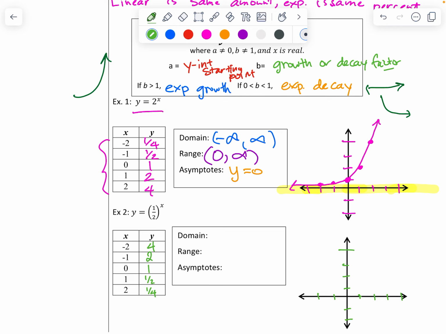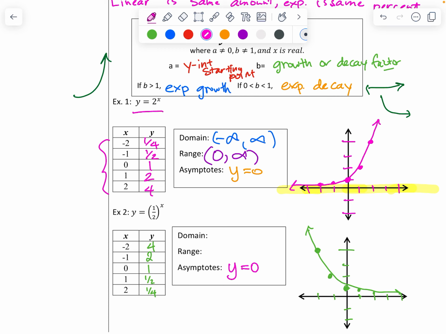All right, so I've got this set up. Negative 2, 4. Negative 1, 2. 0, 1. 1, 1/2. And 2, 1/4. It's hard to get down that small, but there we are. And we're going to draw in our curve. It's going to get closer and closer to the x-axis, but never touch the axis. So our asymptote, once again, is at y equals 0. It gets closer and closer, but never hits it.